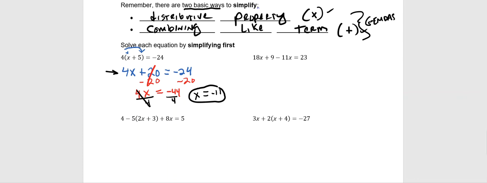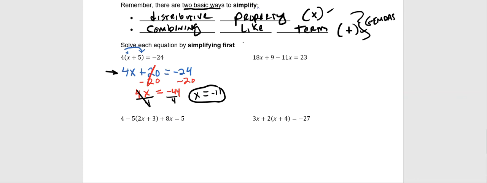So let's move on to our next equation. I take a look, is there any opportunity for distributing? If I don't see parentheses, then the answer is no to that. So I then want to move on to see if I have an opportunity to combine like terms. And I do see like terms. I see an 18x and a negative 11x on the one side of the equation.